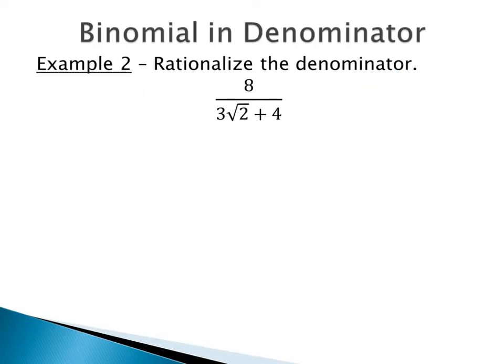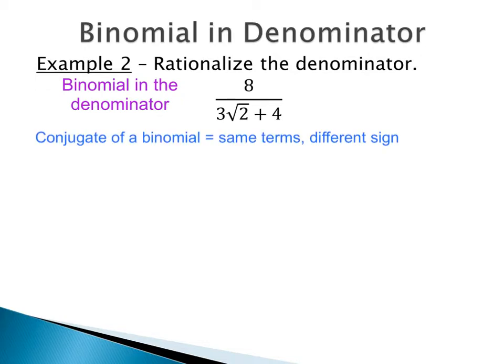So in this example, we want to rationalize the denominator of a fraction that has a binomial in the denominator. So we have two terms. We have 3 square root of 2 and a 4 separated by a plus, which means that we have a binomial. So when we have a binomial in the denominator, and again, we have a square root, the way that we want to rationalize the denominator is by multiplying the numerator and the denominator by the conjugate of the denominator. Now, the conjugate, remember, of a binomial will be the same terms but different sign.